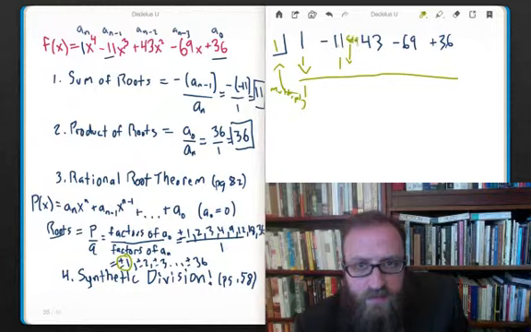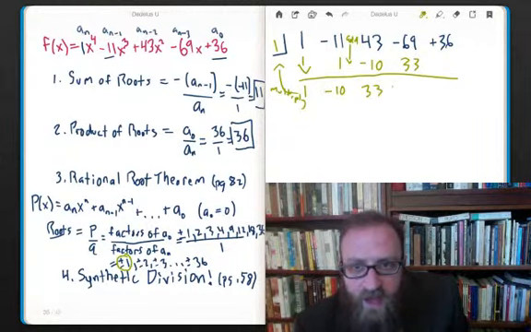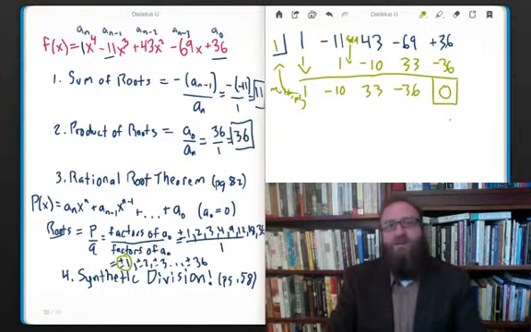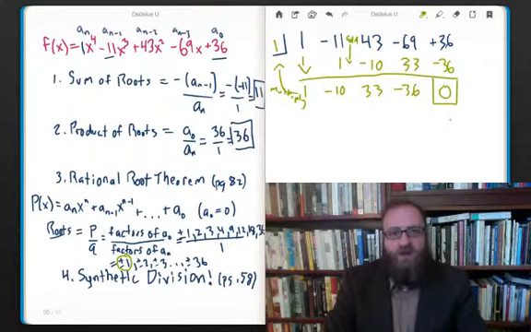We're going to do this in each column. So negative 11 and 1, negative 10. We multiply again, get negative 10. We add going down, we have positive 33. Multiply again, positive 33. Add going down, negative 36. Multiply, negative 36. And add going down, and we get a 0 here. Yay! That's what we wanted. We want a 0 there. In short, if our remainder is 0, then we've proven that 1 is a root for the function.